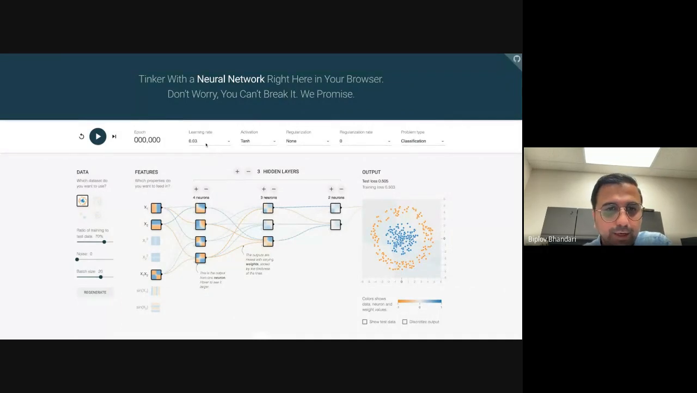And now if you look at the top here, you have the learning rate. You can choose between these learning rates. I'm going to go and choose 0.01, and then a different activation function. I just want to keep it simple, so I'll go and choose ReLU in this case.